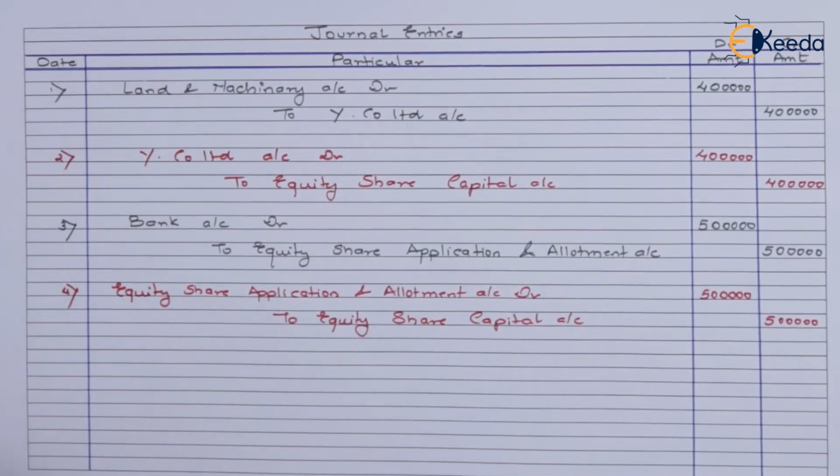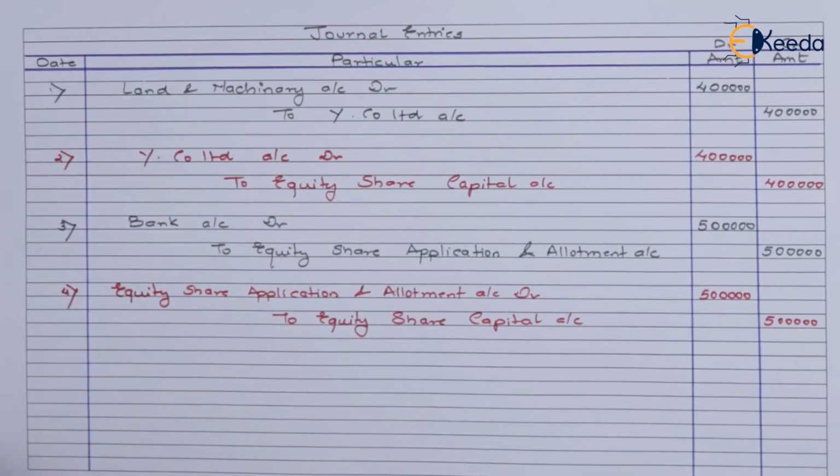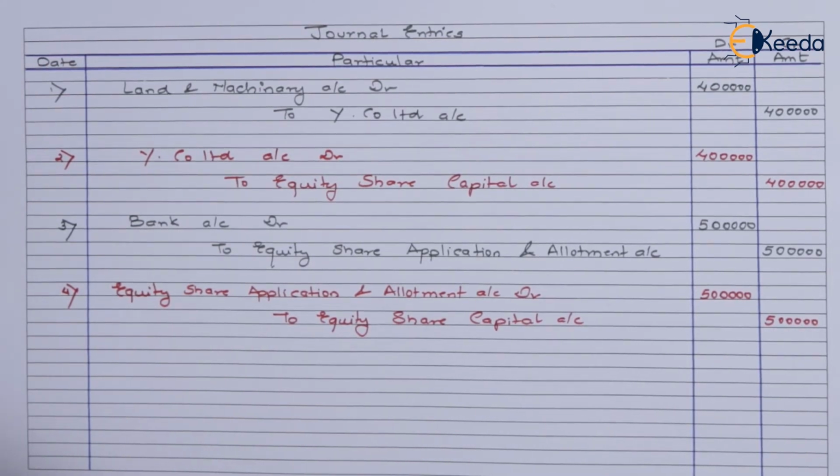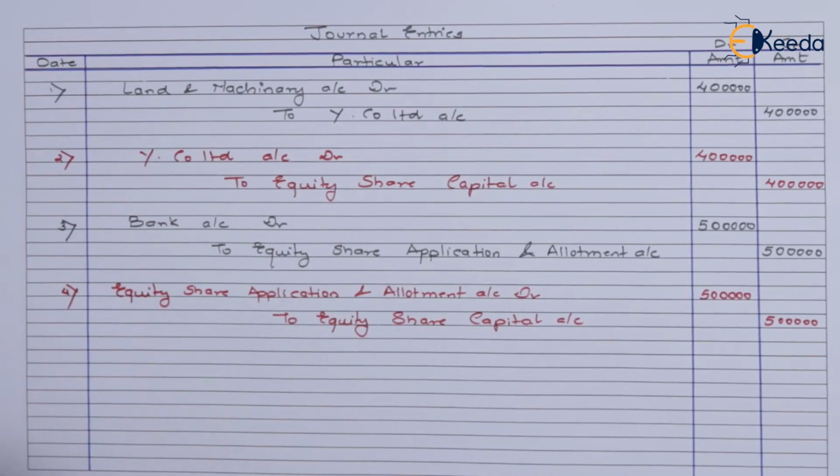Now that we have cleared the journal entries, the next step is to prepare the balance sheet. That is the last requirement of this illustration. But before we go ahead with the illustration part, let us figure out what exactly we need to do in this illustration. Preparing a balance sheet is a huge task.